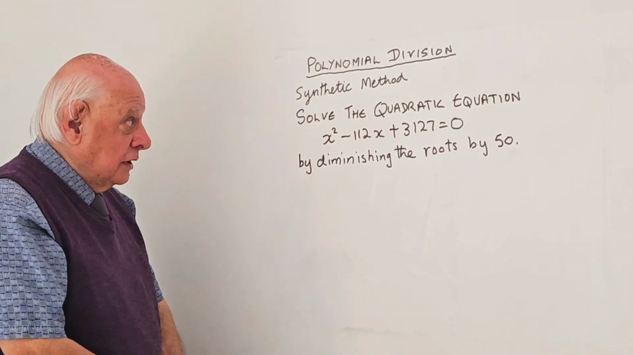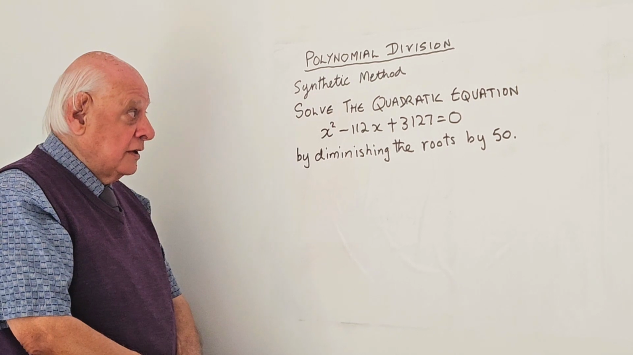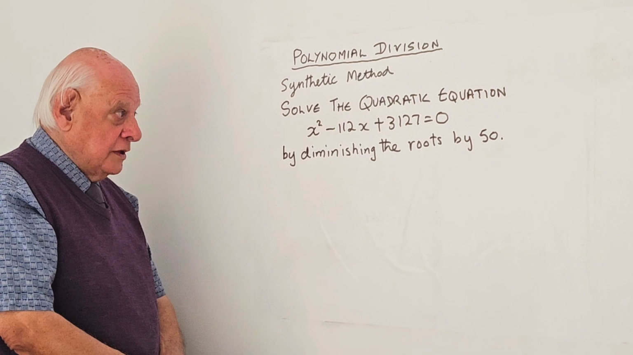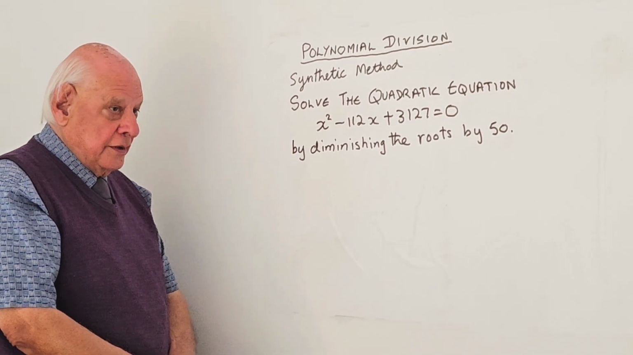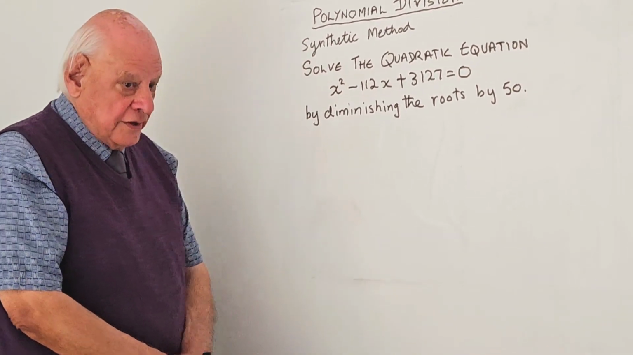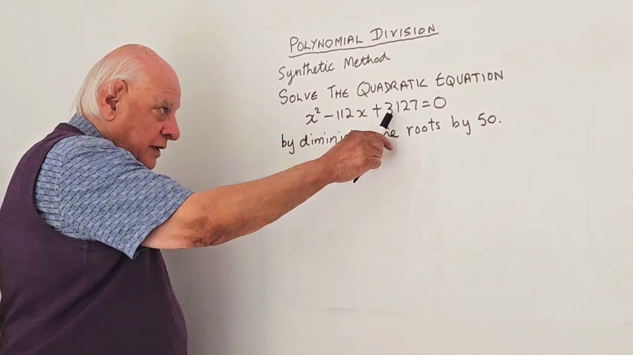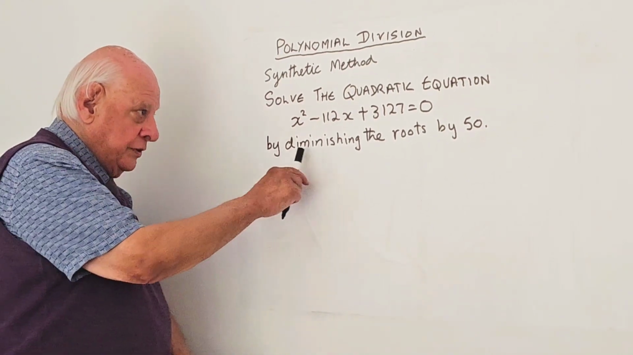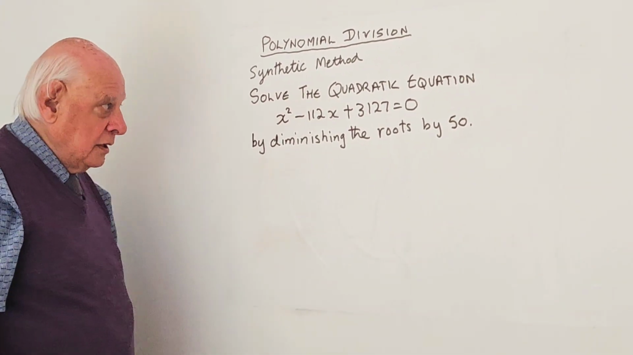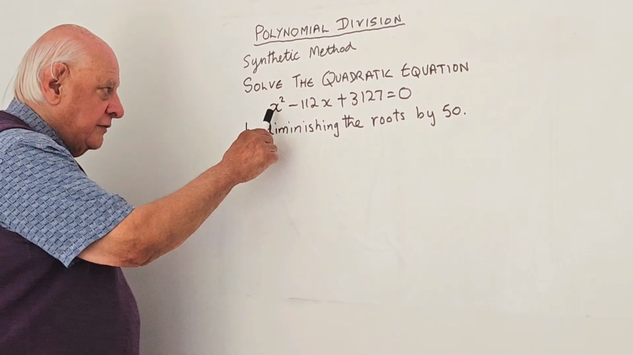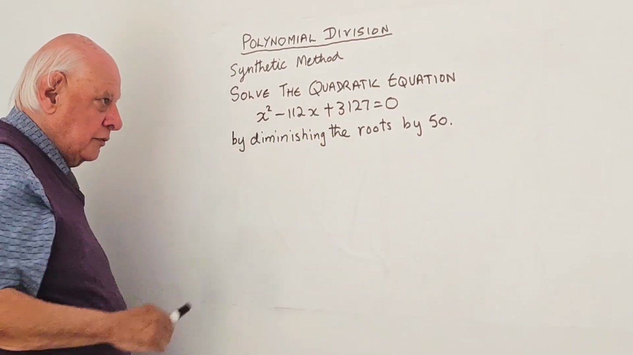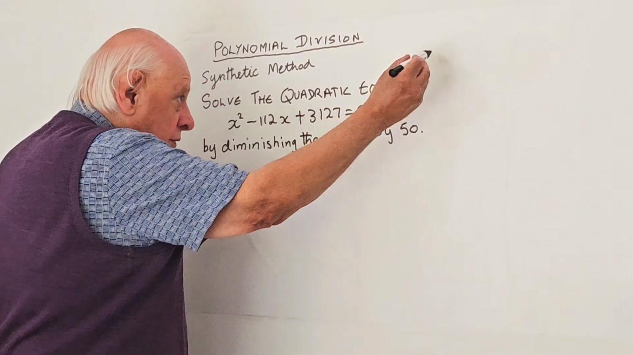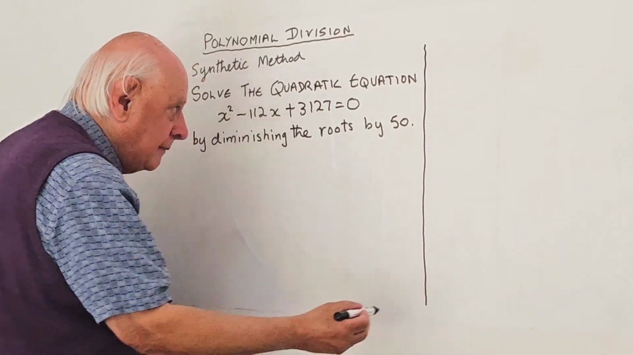I'm going to continue with the polynomial division synthetic method and apply it to solving the quadratic equation x squared minus 112x plus 3127. You could do this by factorizing, but I think you're going to find it a bit awkward to get the factors of that particular number. So what I've suggested is that we diminish the roots by 50. Now we can do that by successive division of the original equation by x minus 50. And we've already shown you how to do that, but I'll do it over here.